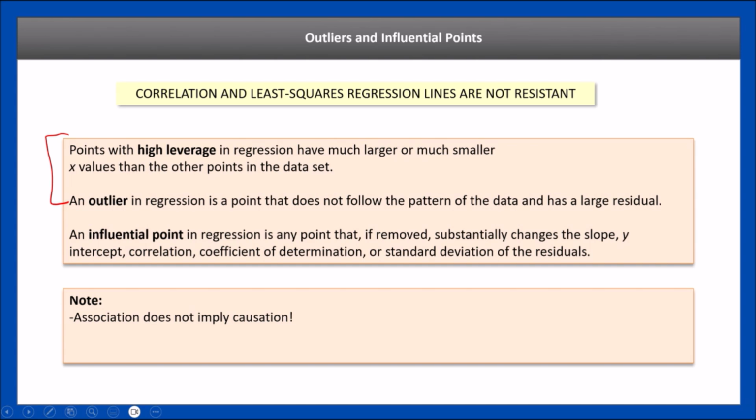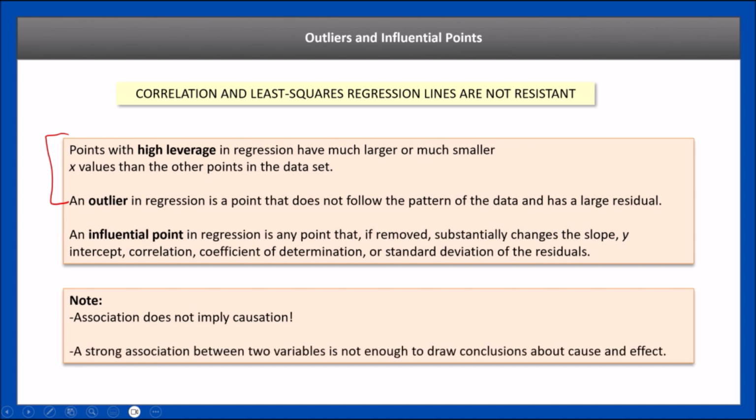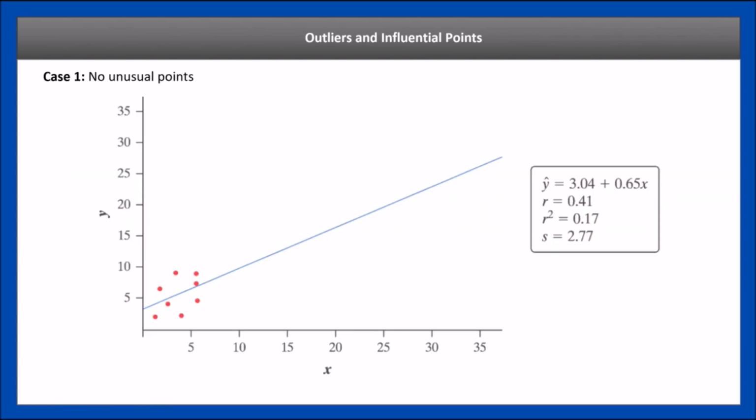One example of this is the shark attacks and ice cream example. As ice cream sales increased, the number of shark attacks increased, but that doesn't necessarily mean that they caused each other. It could have been some other variable. So a strong association between two variables is not enough to draw conclusions about cause and effect. Just because you have a strong R value doesn't mean that you can draw cause and effect.